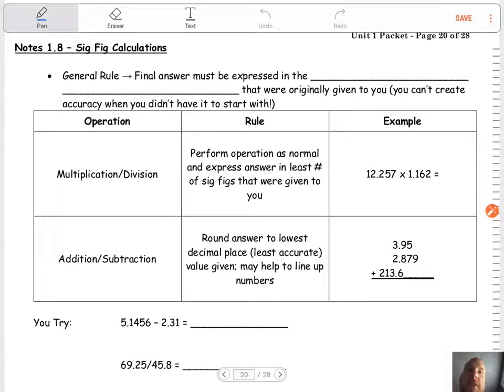Guys, this is video 1.8. We're going to continue dealing with these things called Sig Figs, but now we're going to apply them to calculations. And this is something that we're going to use the rest of the school year.